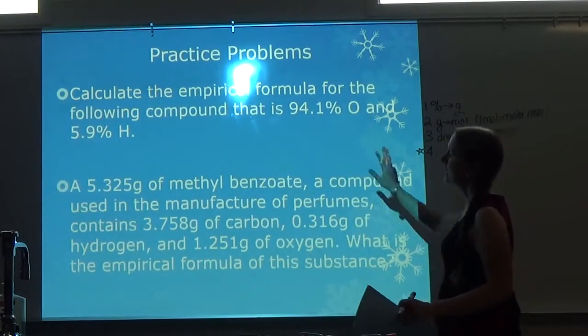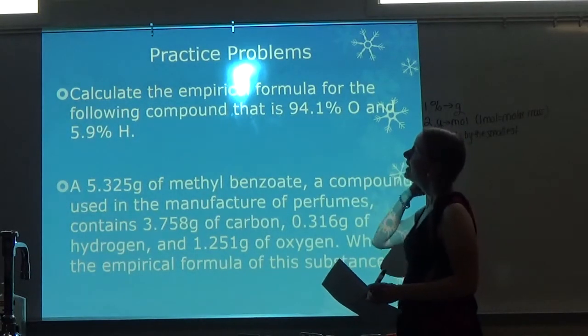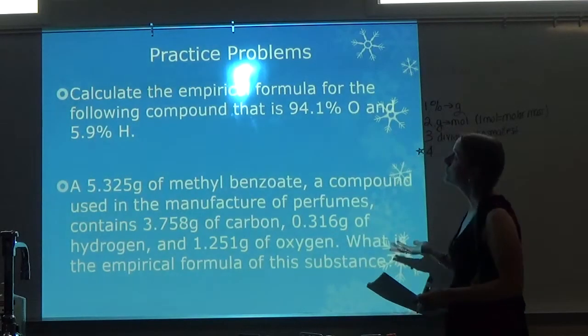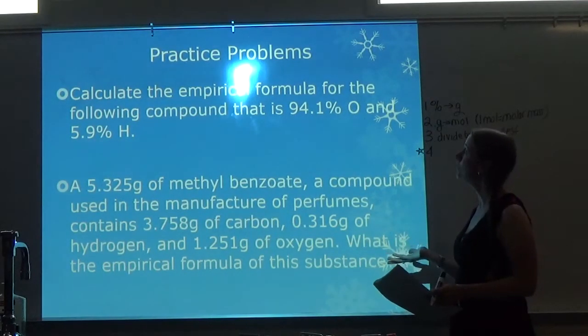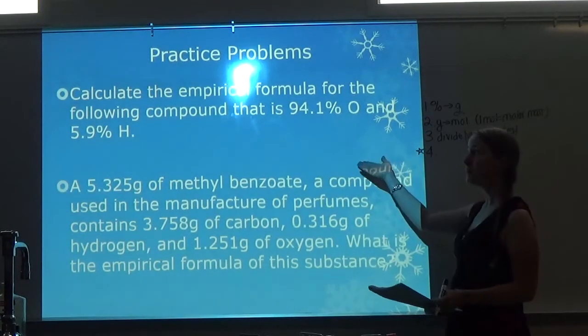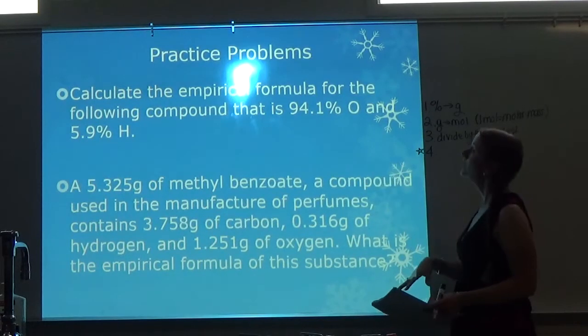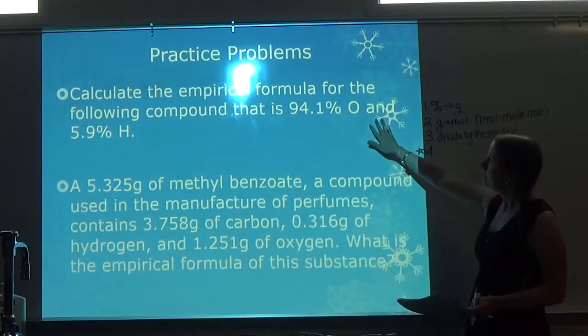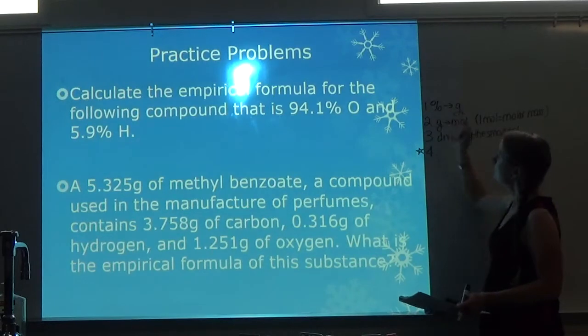All right, so let's look at the top one together. So it says, calculate the empirical formula for the following compound that is 94.1% oxygen and 5.9% hydrogen. Now, of course, if you feel comfortable, you can pause the video and try this on your own. Otherwise, we'll look at it together. So I've been given my percentages. My first step is change percent to grams.